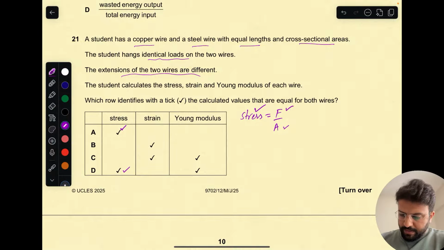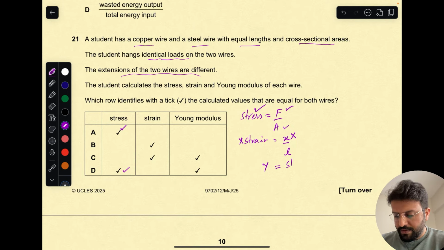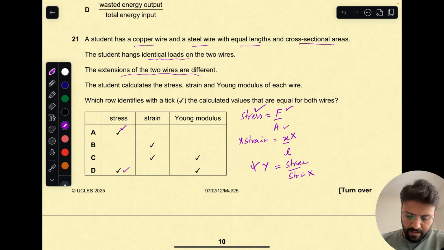Okay, so strain is basically change in length over original length, and the change in length is different, so strain will also be different. Young modulus depends on stress divided by strain. As strain is different, Young modulus will also be different. So it will be option A.